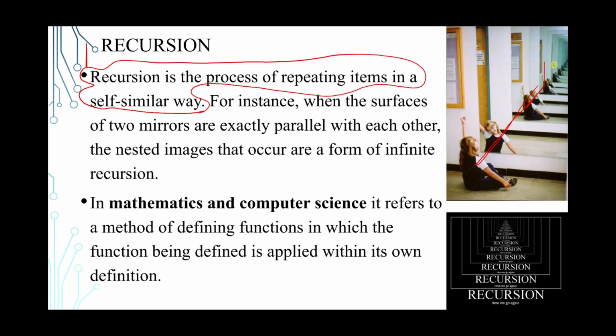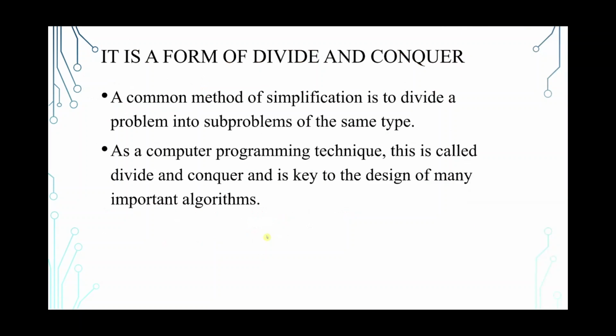What I want you to focus on is the definition in mathematics and computer science, because we are computer scientists, so we are focusing on the computer science definition. So in computer science, recursion refers to a method of defining functions, or a way of defining functions, in which the function being defined is applied within its own definition. Everything is going to be more clear with an example.